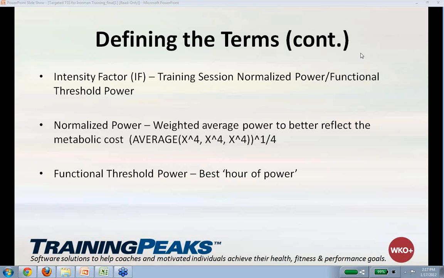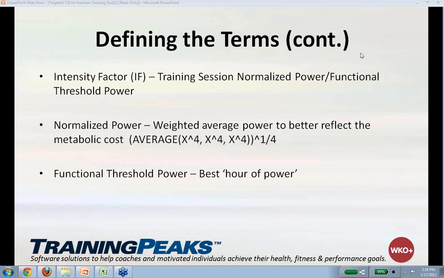Okay. Alrighty, so functional threshold power, the number on which all of this is based, is simply your best hour of power. It's your best normalized hour of power, I should probably say. We'll talk a little bit about that, and Gordo will go into some things to look for there.